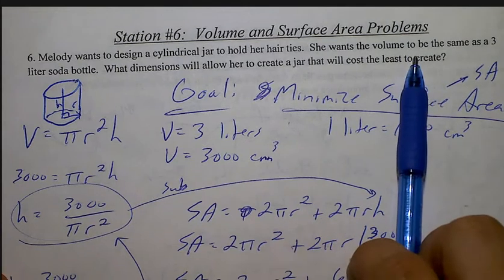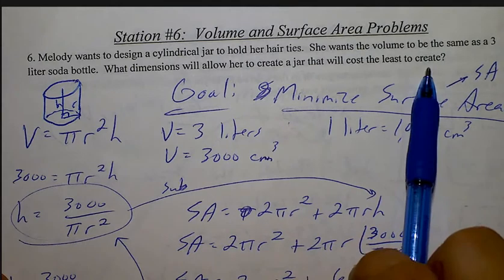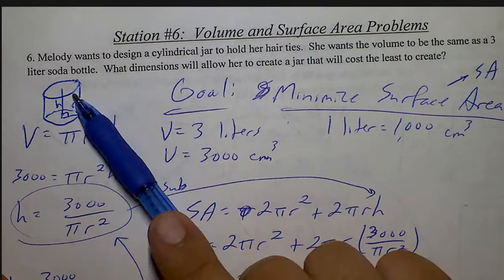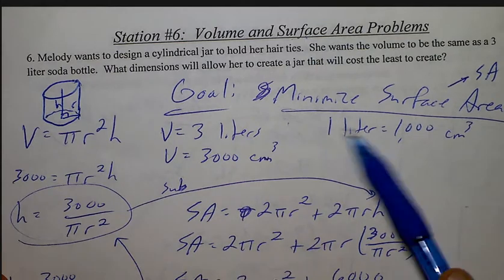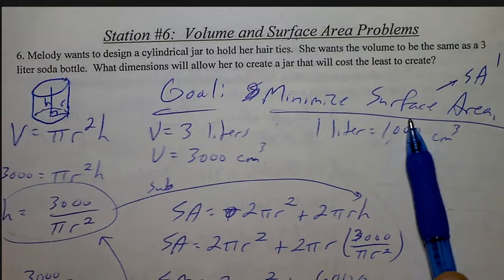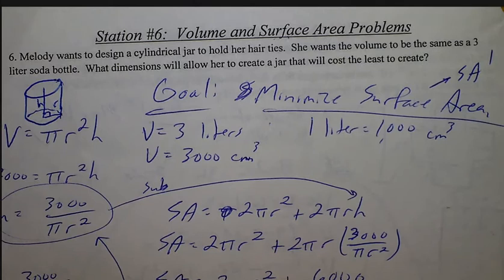So I'm going to do SA prime. The formula for surface area is 2 pi r squared plus 2 pi r h. Just like before, I have a dilemma. I have a function of 2 variables. So once again, I need to eliminate a variable in order to have a function of 1 to successfully do this problem and take the derivative.